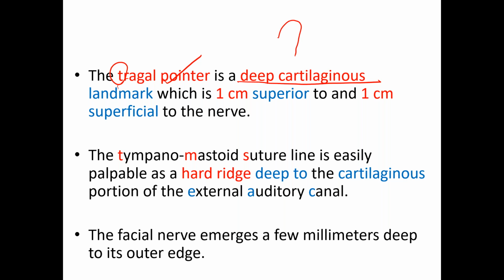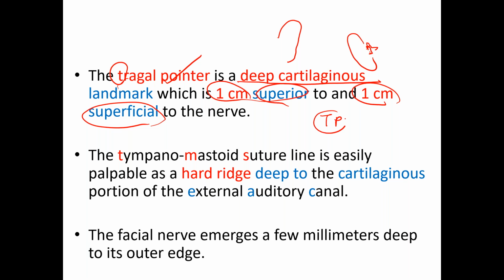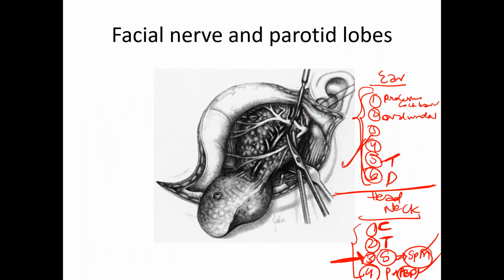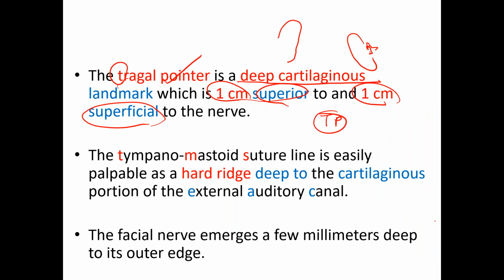Next, the tragal pointer, the deep cartilaginous landmark when you are dissecting. For example, this is the external ear and this is the tragus. When you see the tragus, it is like a pointer. It is 1 centimeter superior and 1 centimeter superficial to the nerve. This is called the tragal pointer, TP. So what is the distance? The tragal pointer is 1 centimeter from the nerve. It is superficial to the nerve.